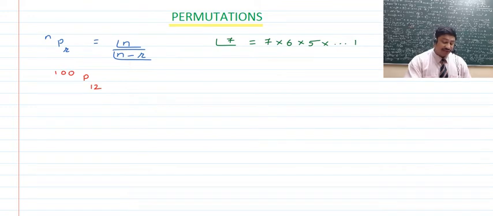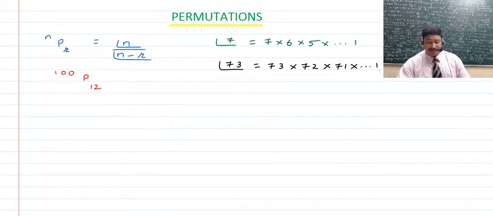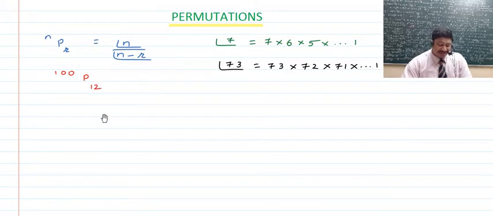And similarly, if you want to find out the factorial of say 73, then you will write this as 73 multiplied with 72 multiplied with 71, and all of that will go up to the first natural number, which is 1, right? So this is how, children, you find out the factorial of a number. And now, as we have this case, we will discuss the case here. First, let's quickly revise nPr.